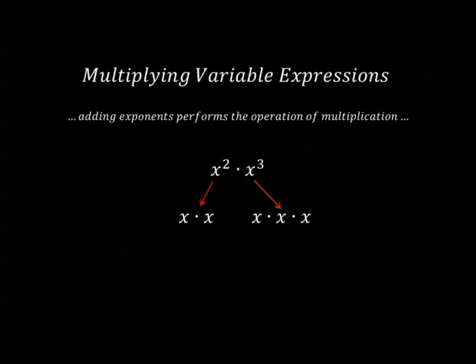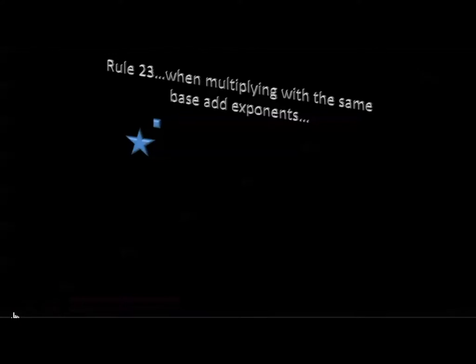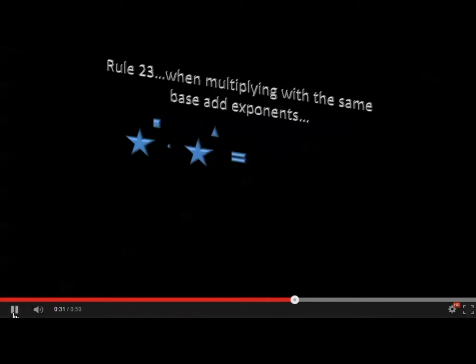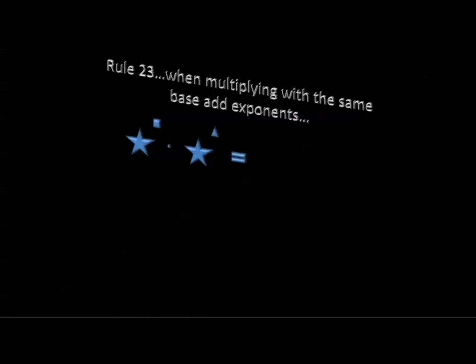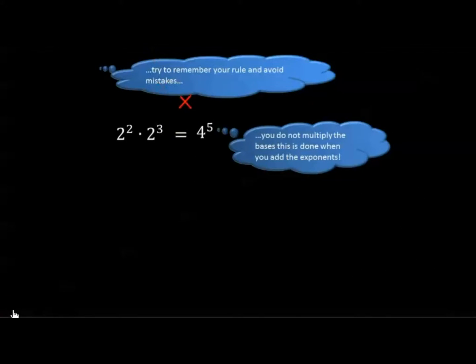And x written in multiplication 5 times is x to the 5th power. If we have a first expression raised to a power, multiplying times the same expression, the same base, raised to another power, then Rule 23 says that the result of that calculation is the common base to the sum of the two powers. But this is not correct. You do not multiply the bases. This is done when you add the exponents.